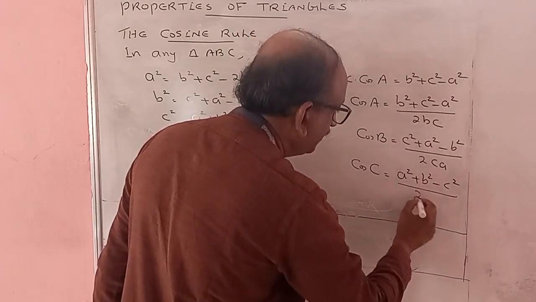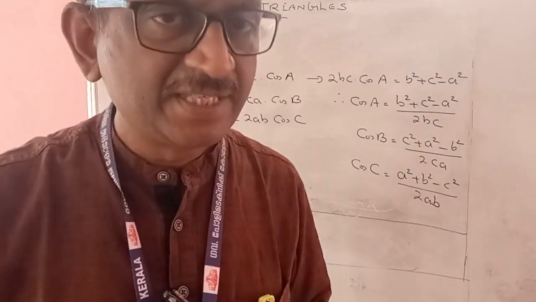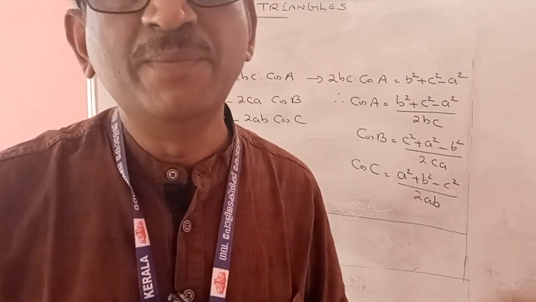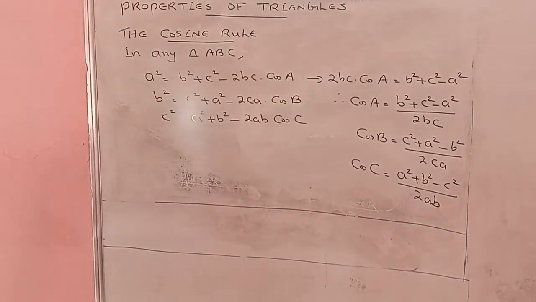These results for cos A, cos B and cos C are also important. You memorize all these three results. This is the cosine rule.